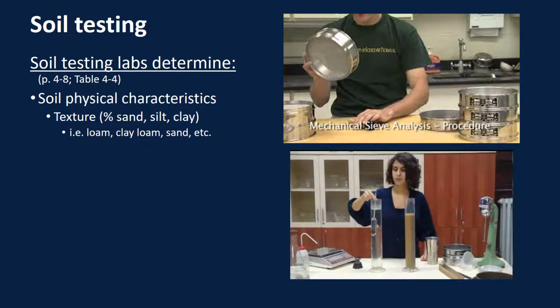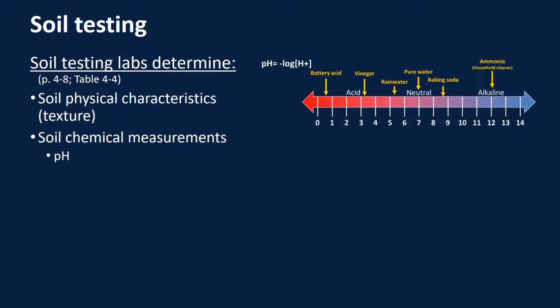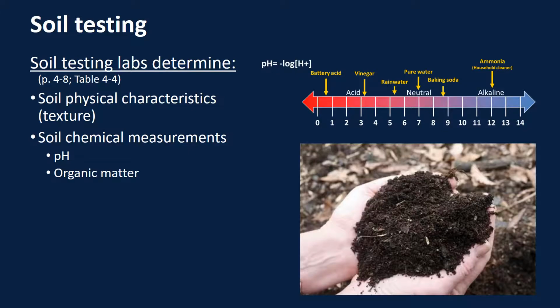We can use the mechanical sieve analysis or also that hydrometer method that we talked about in an earlier video. Besides soil physical characteristics such as texture, we can look at chemical measurements. Those include pH, which is important because it determines the availability of certain nutrients, and also organic matter, because that black gold that we want abundantly in our soil can help with filtration, help with drainage, and help with keeping our nutrients in the soil instead of losing them.